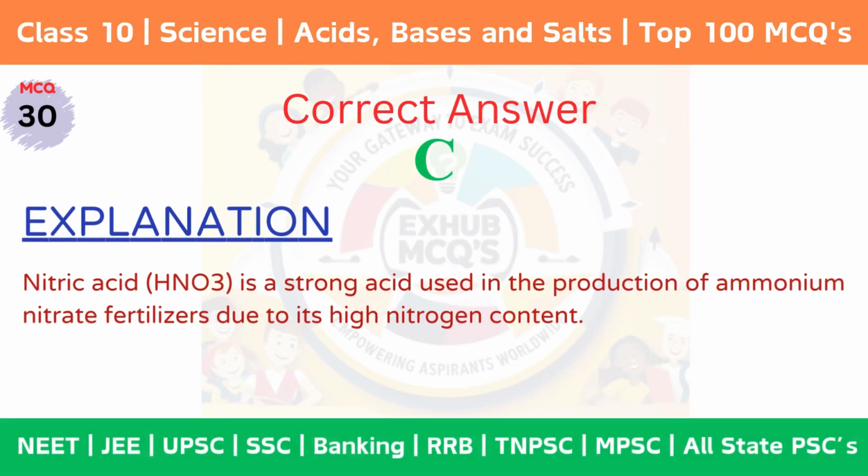The correct answer is option C, nitric acid. Explanation: nitric acid, HNO3, is used in the production of ammonium nitrate, a fertilizer rich in nitrogen, which promotes plant growth.